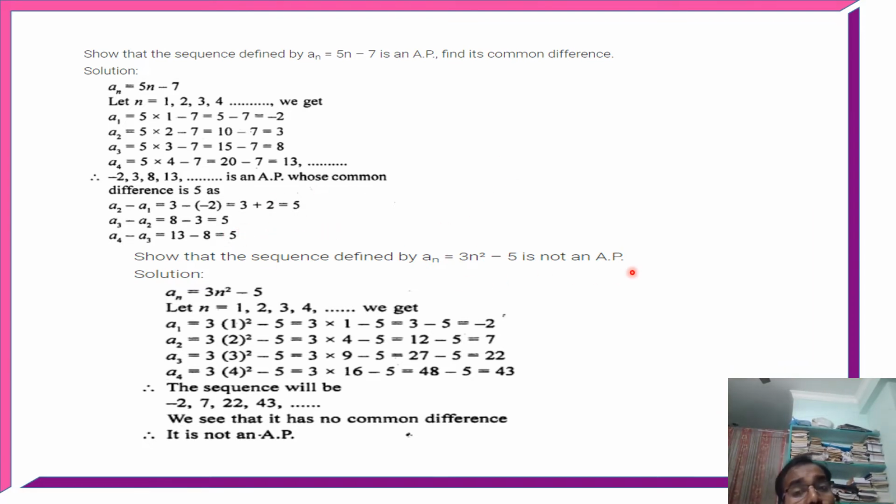Let us take one which is not an AP. Show that the sequence defined by an equals 3n squared minus 5 is not an AP. In the same way, we'll substitute n equals 1.